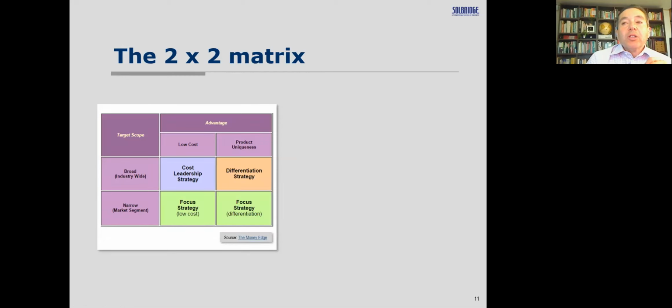So when it comes to strategy, we have 4 different types of strategy that can be described on a 2x2 matrix. One dimension is how broad your market will be, whether it will be an industry-wide market or a narrow market segment. The other is related to what is your particular advantage, either low cost or product uniqueness. Again, this is not a definitive strategy, but gives you a kind of framework for beginning to create your own distinctive strategy.